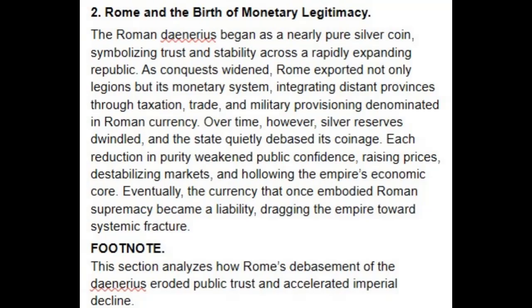Over time, however, silver reserves dwindled, and the state quietly debased its coinage. Each reduction in purity weakened public confidence, raising prices, destabilizing markets, and hollowing the empire's economic core. Eventually, the currency that once embodied Roman supremacy became a liability, dragging the empire toward systemic fracture. Footnote: this section analyzes how Rome's debasement of the denarius eroded public trust and accelerated imperial decline.